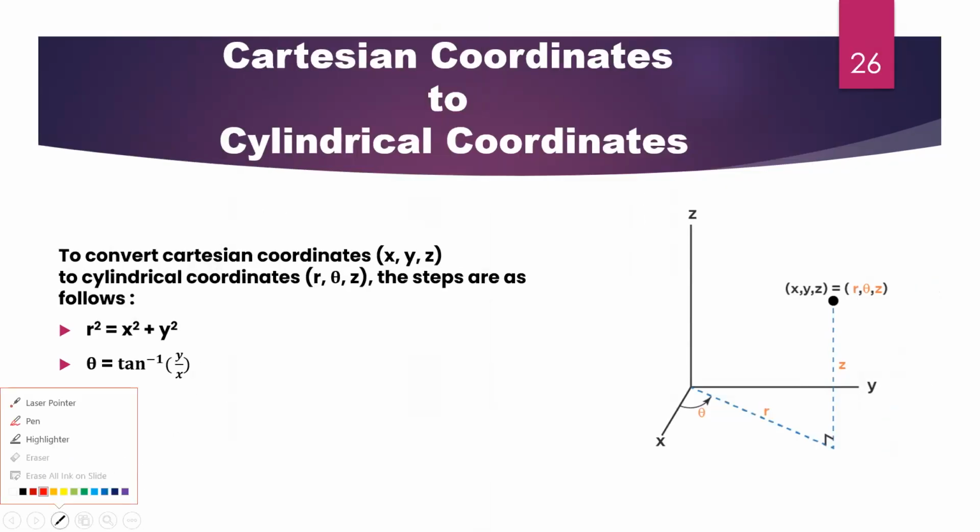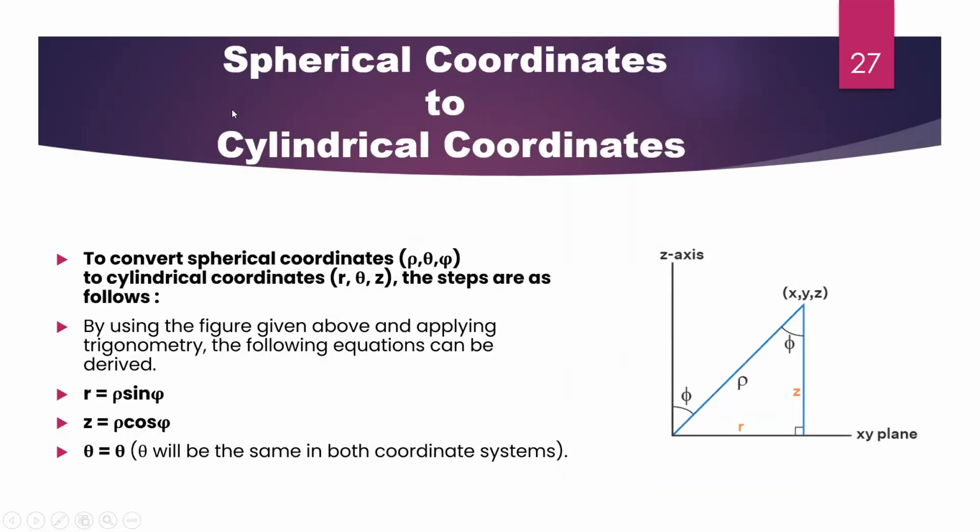Cartesian coordinates to cylindrical coordinates. To convert Cartesian coordinates x, y, z to cylindrical coordinates r, theta, and z, the steps are as follows. As we know already, r square is equal to x square plus y square, and theta is tan inverse y by x, and z is equal to z. There is no change in the z.